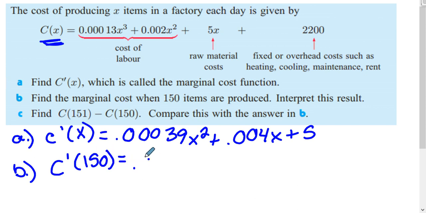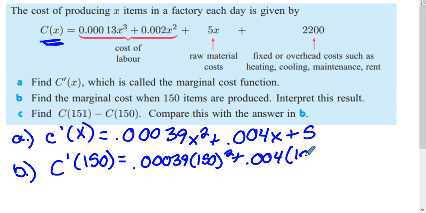Okay, so plugging in the 150 in for x. So when we do that, we end up getting $14.38. Did you guys get that? Okay, so now comes the thinking.